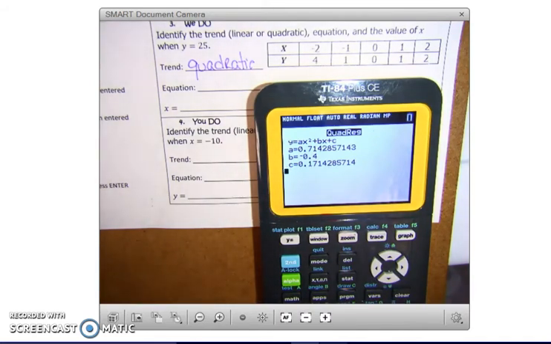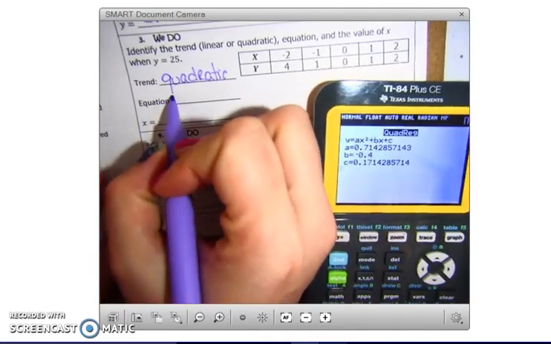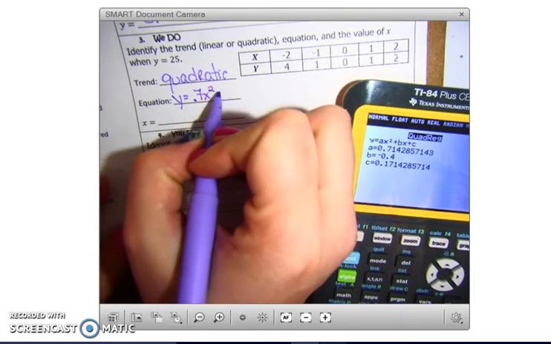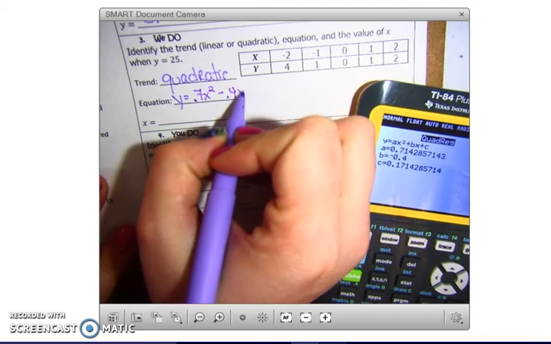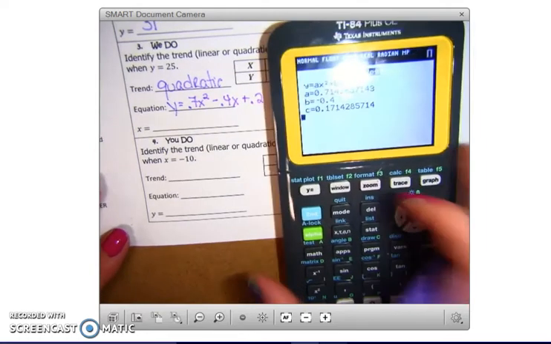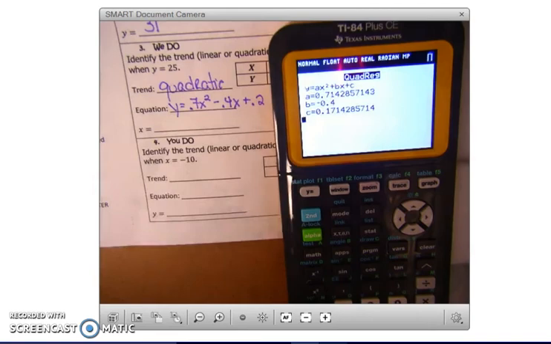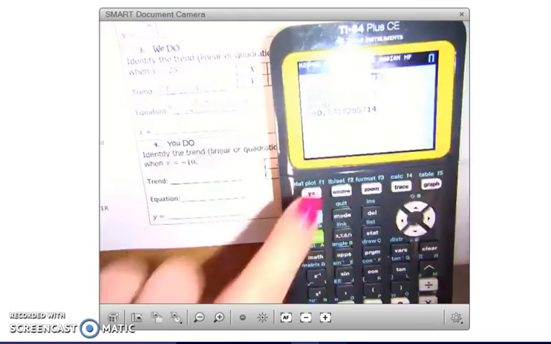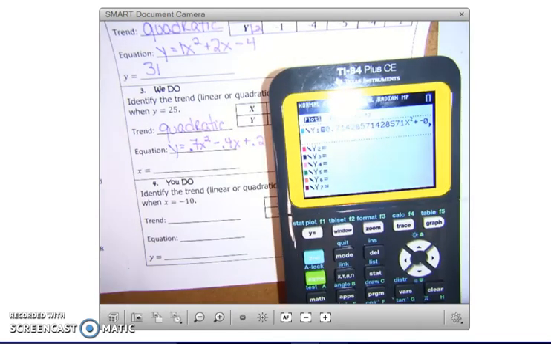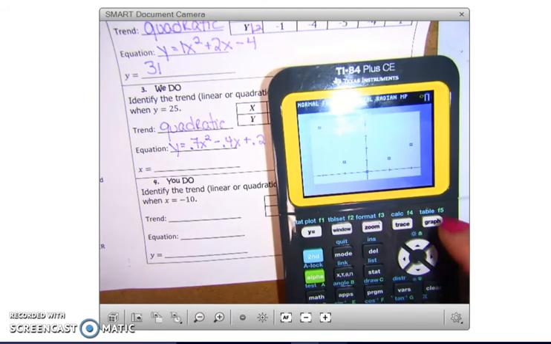Because my b ends at the 10th, I'm going to just round them all to the 10th. So my equation becomes y equals 0.7x squared minus 0.4x plus 0.2. And again, we're just pulling them right from the calculator. We just rounded them. If I look in y equals, I apologize for the focus there. It shows my equation. So now I'm going to hit graph.